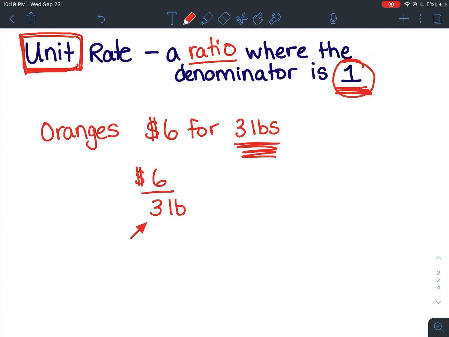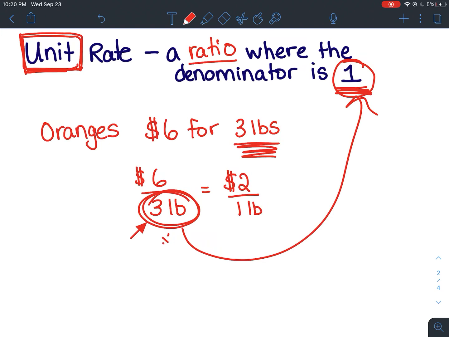Well, I can actually divide the fraction. So I can actually do 6 divided by 3, which will equal $2 for 1 pound of oranges. So I can just divide the top number by the bottom number. And I know that works because in order to make the 3 turn into a 1, I would divide it by 3. So therefore, I have to divide the top by 3. So I'm actually dividing the top number by the bottom number.